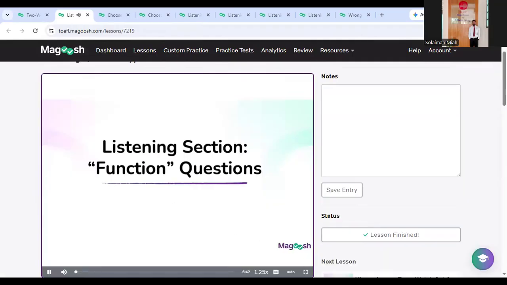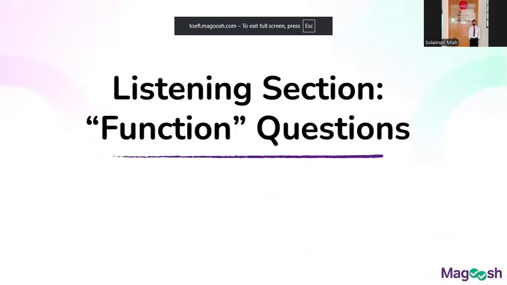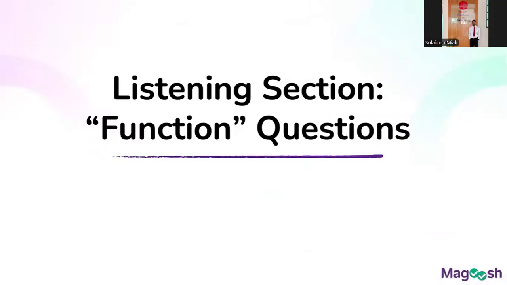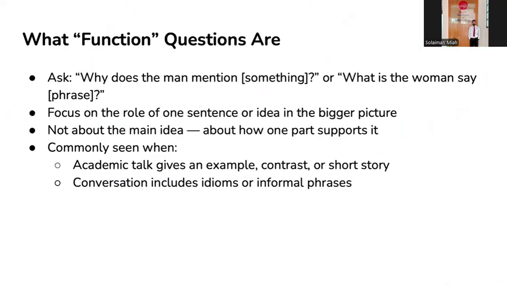In this lesson, we're going to look at function questions on the TOEFL listening section. These questions ask why a speaker says something specific. It could be a single sentence, a person's name, a phrase, or even a bigger piece, like a story told over multiple sentences. They're not asking about the topic as a whole, but instead about how one part contributes to the speaker's larger message. Most of the time, function questions ask why the speaker mentions a certain idea or uses a particular example. They can sometimes be a bit more focused on tone, but it's usually about content.